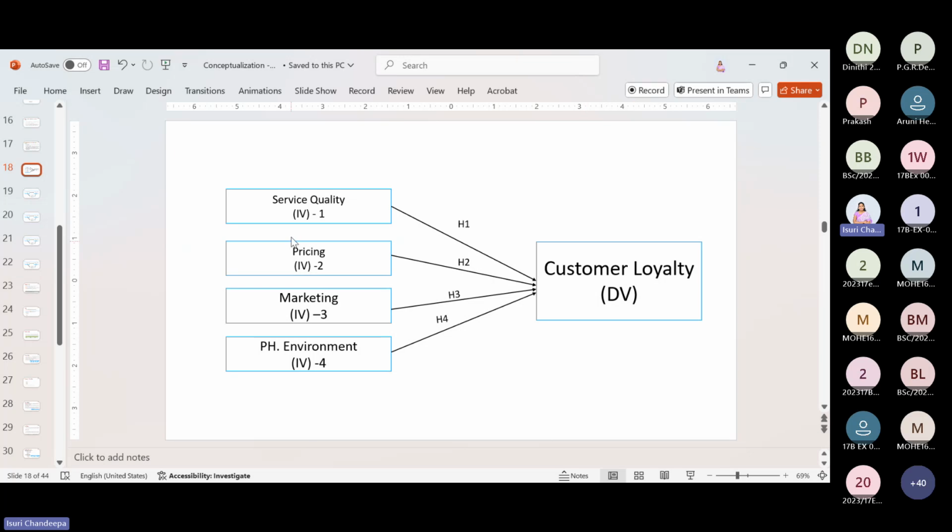Likewise, you need to first place the independent variables on the left hand side, and the dependent variable, the customer loyalty, on the right hand side, and then each and every dependent and independent variable should be linked with an arrow by showing the relationship between those two, right? Service quality and the customer loyalty, the relationship. Pricing and the customer loyalty, the relationship, second arrow. Marketing and the customer loyalty, third arrow. The relationship between physical environment and the customer loyalty, the fourth arrow, right?